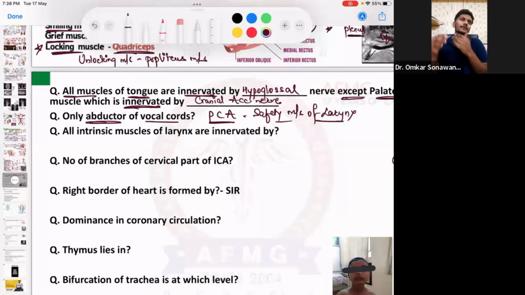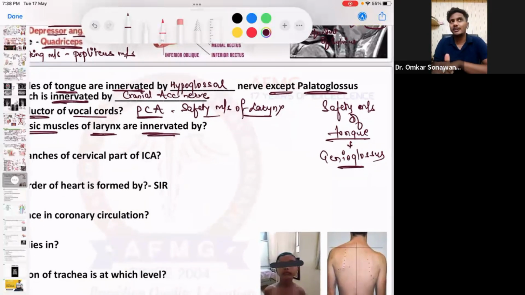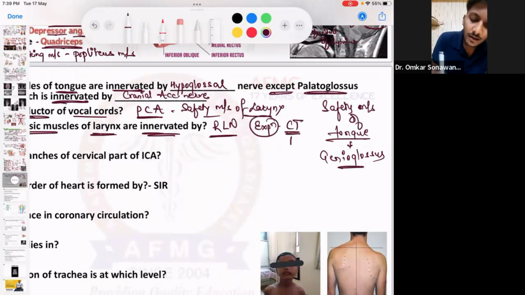All intrinsic muscles of larynx are innervated by recurrent laryngeal nerve, except for cricothyroid, which is innervated by the external branch of the superior laryngeal nerve, which is also known as external laryngeal nerve. कोई दिक्कत नहीं है, याद रखना.